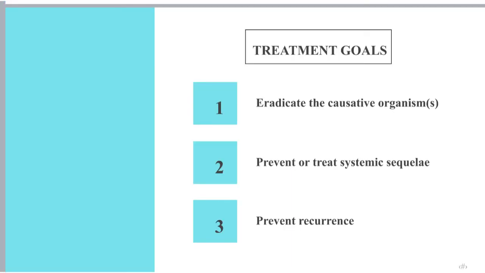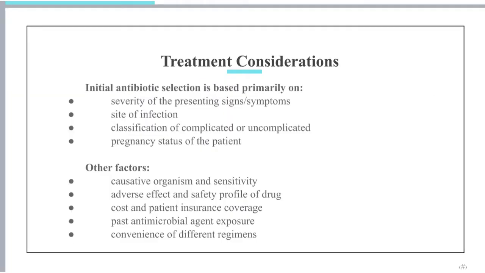Our treatment goals when treating a UTI are, first of all, eradicate the causative organism. We also want to prevent and treat any systemic sequelae that may result from the UTI. And then, of course, we want to prevent a recurrence. Whenever we're selecting a medication, we should take into account both patient-specific factors and drug-specific factors.